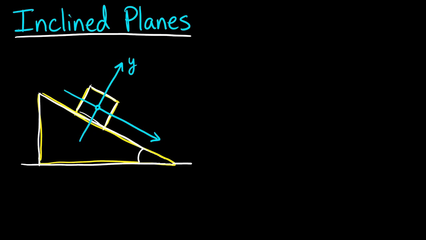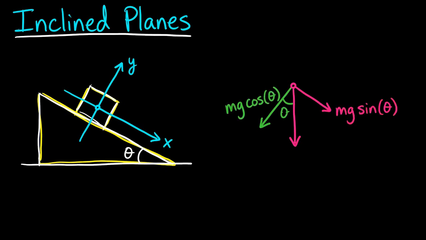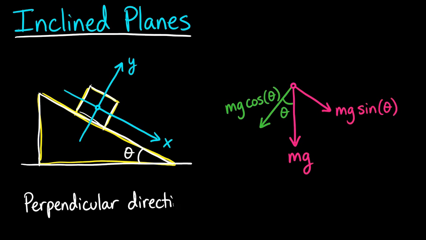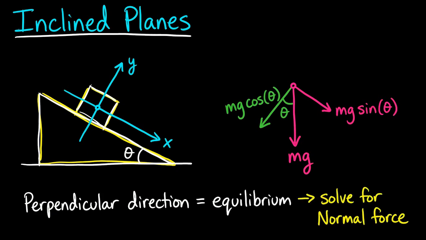On inclined planes, rotate your axes so one axis is parallel to the surface. Gravity stays straight down, but its components become mg sine theta along the plane and mg cosine theta into the plane. The perpendicular direction is usually equilibrium, which lets you solve for the normal force cleanly before finding acceleration.